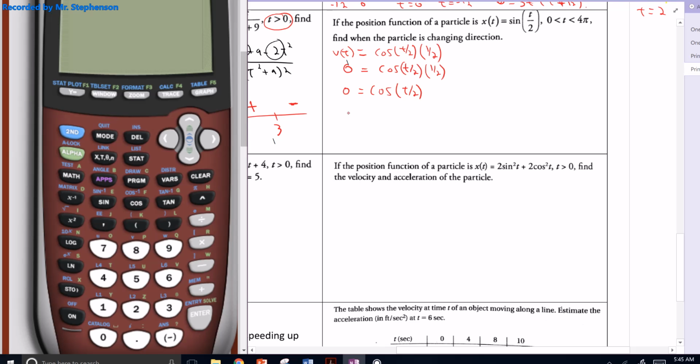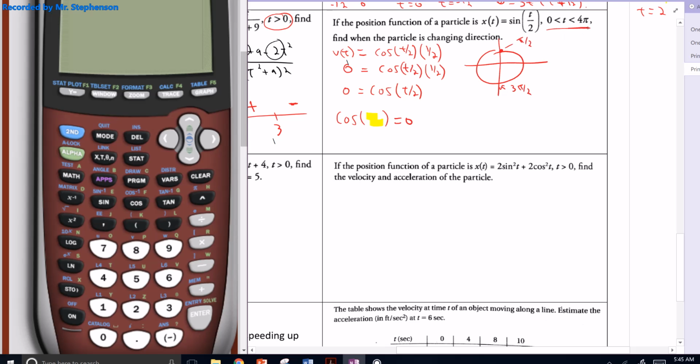And the trick to this is we need to figure out when cosine of something equals 0. So if you go to your unit circle, cosine is the x-coordinate. Cosine will be 0 here at pi over 2, and down here at 3 pi over 2.